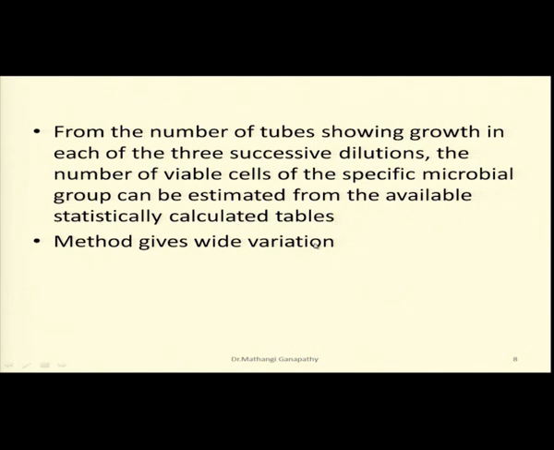From the number of tubes showing growth in each of the 3 successive dilutions, the number of viable cells of the specific microbial group can be estimated from the available statistically calculated tables, and the method gives a wide variation. So from the visual observation, now based on the statistical calculation which is available, you can make out how much the microbe has grown, what the rate is, and what amount would probably be present in the original sample concerned.